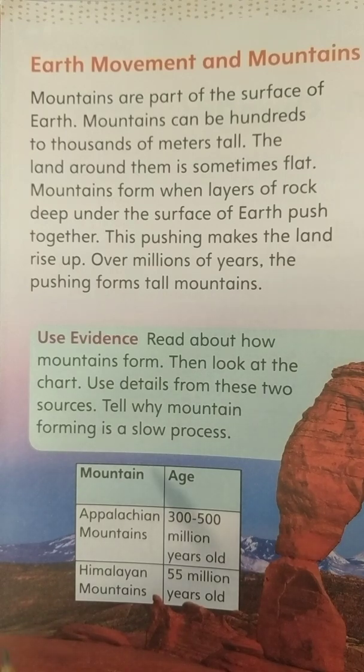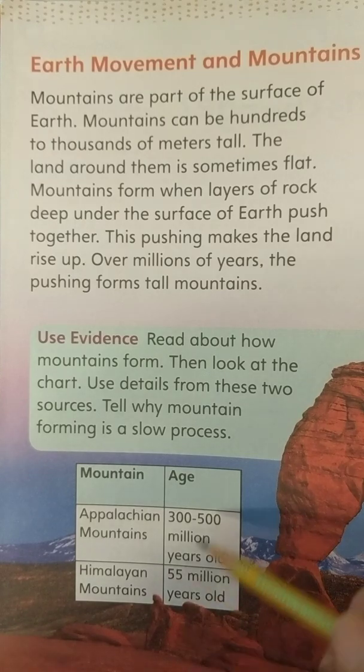I have the Appalachian Mountains, and it's 300 to 500 million years old, and the Himalayan Mountains that are 55 million years old. So my first question for you is, which mountains are older, the Himalayan mountains or the Appalachian mountains? Okay, you should have said that the Appalachian mountains are older, much older. These ones are 300 to 500 million years, and Himalayan, well, they're only 55. Still pretty old, but not nearly as old as the Appalachian mountains.